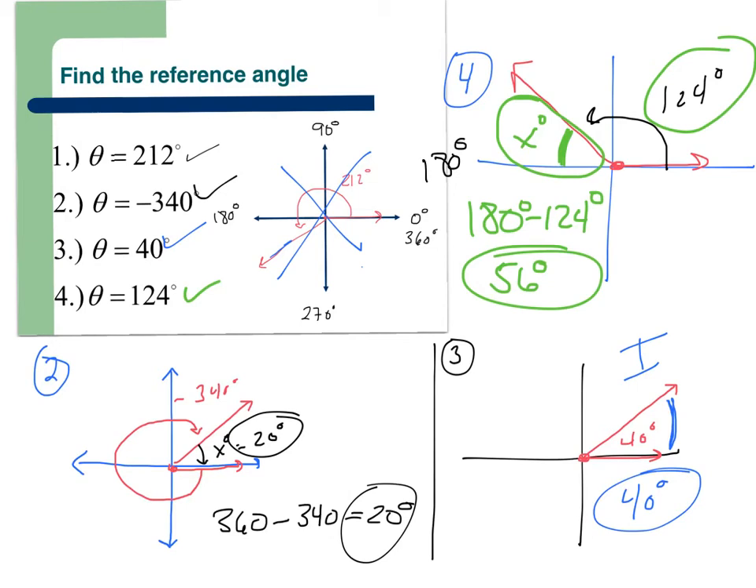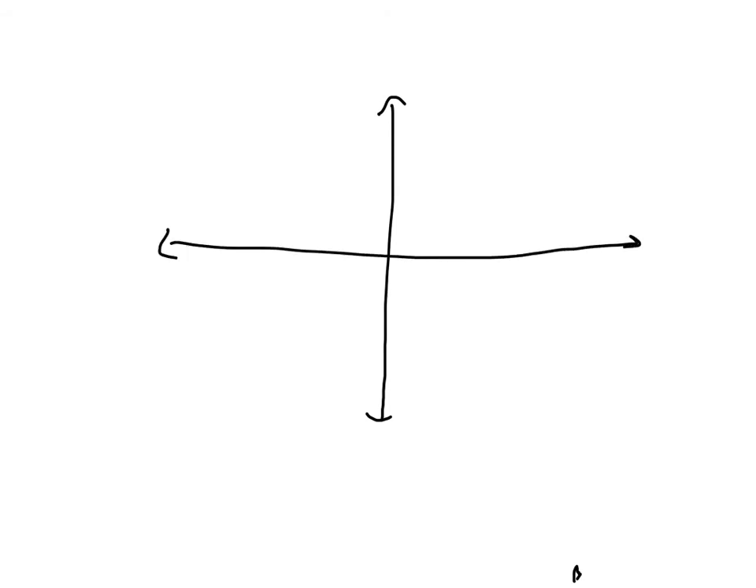Okay, so real quick. I'm just going to draw a coordinate graph here. And there's a couple things that I want you to write down. So this is the first quadrant. This is the second quadrant. This is the third quadrant. And this is the fourth quadrant.